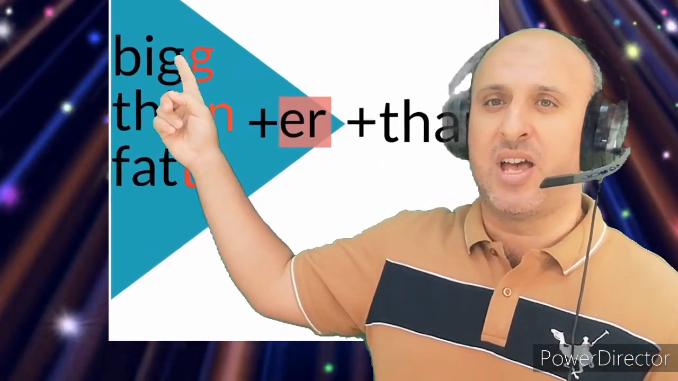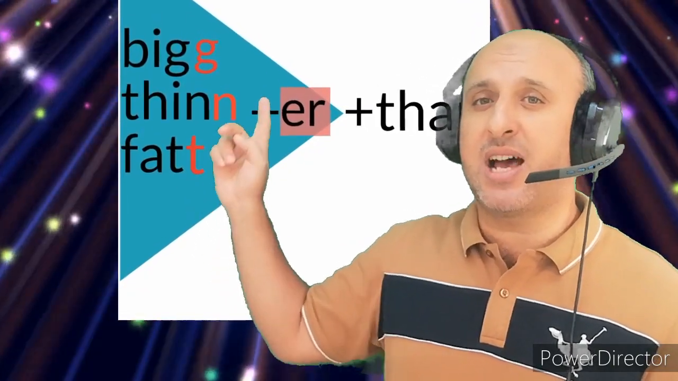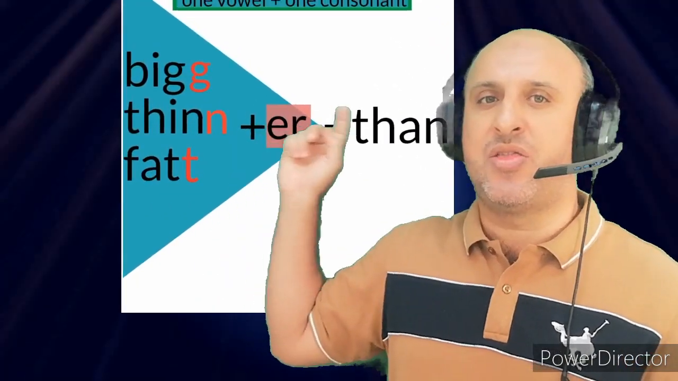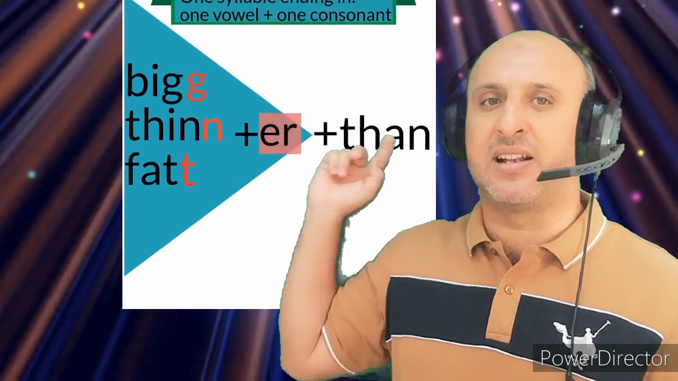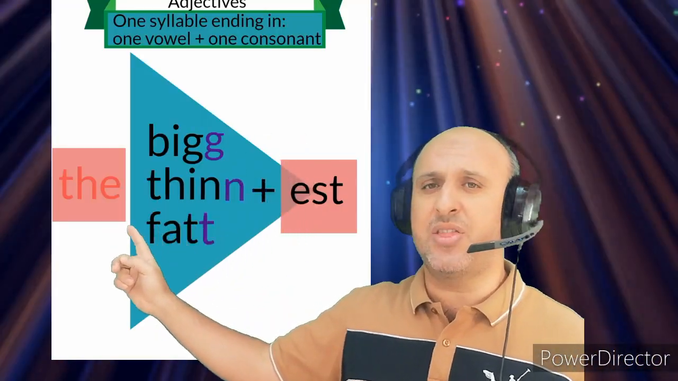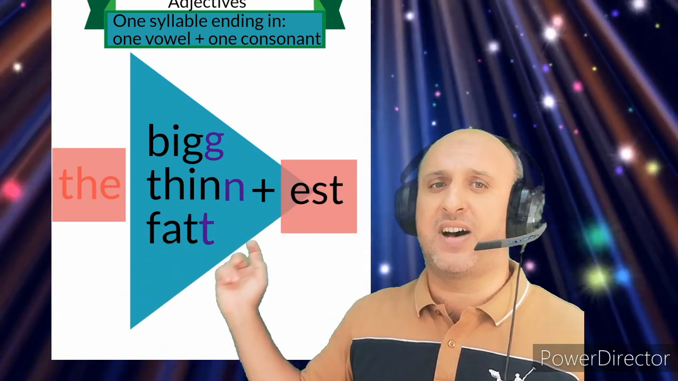For example, here we have big, thin, fat. What we should do is double the last consonant. So we say bigger than, thinner than, fatter than. This is the comparison, that is, we compare between two items. Concerning the superlative, it is the same thing here. We should double the last consonant, but do not forget the biggest, the thinnest, and the fattest.